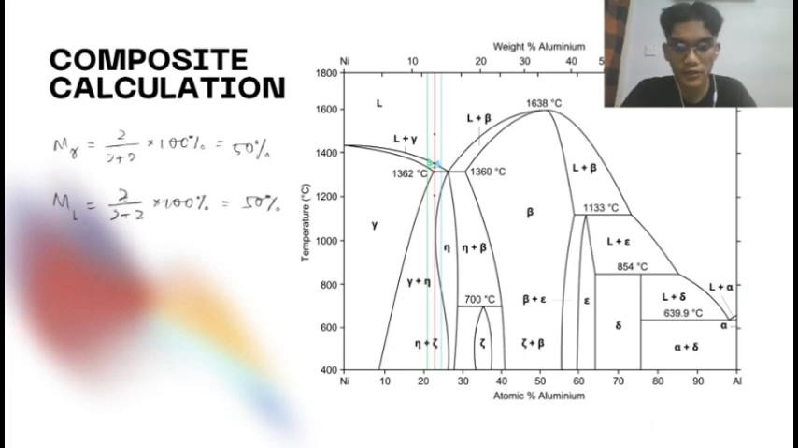As we zoom in to 1380 degrees Celsius of the nickel aluminum alloy at 23%, we can see that the gamma is 50% based on the calculation, and the liquid is the other 50% based on the calculation of the composite.